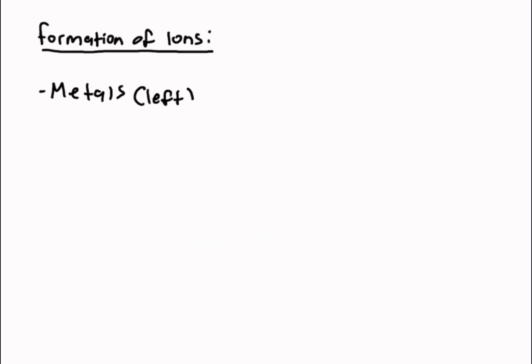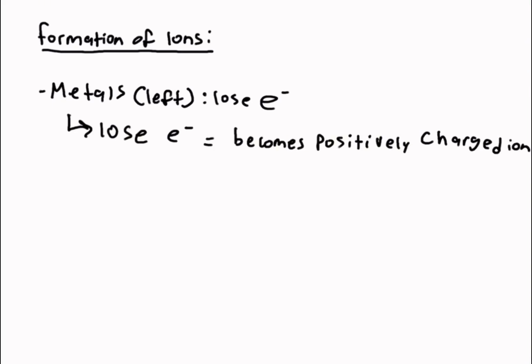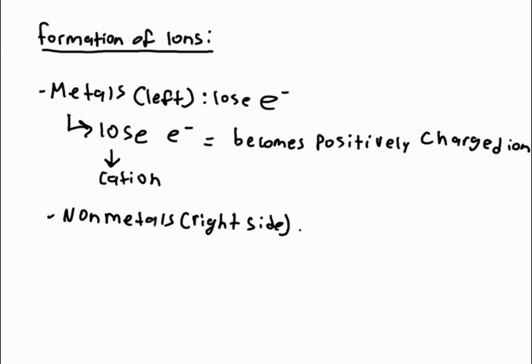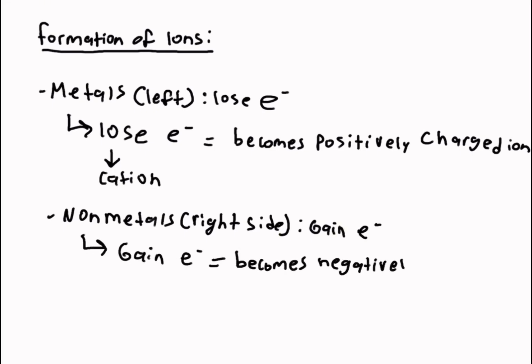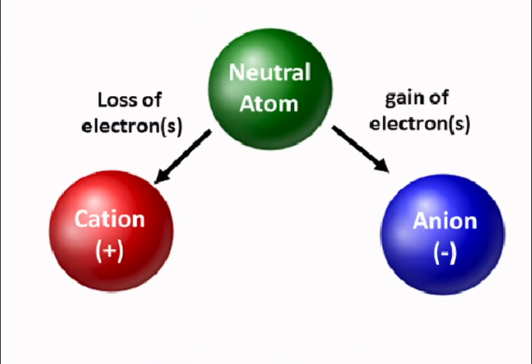Metals, which are located on the left side of the periodic table, tend to lose electrons easily. When a metal loses one or more electrons, it becomes a positively charged ion known as a cation. This happens because the number of protons becomes greater than the number of electrons. Nonmetals, which are located on the right side of the periodic table, tend to gain electrons. When a nonmetal gains electrons, it becomes a negatively charged ion known as an anion. This happens because the number of electrons becomes greater than the number of protons.